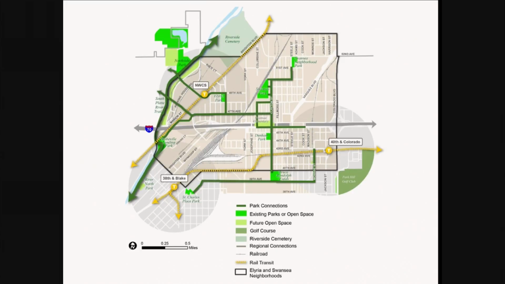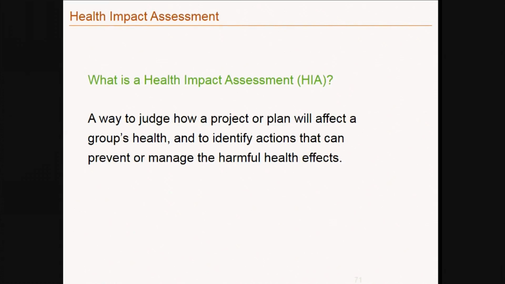Connecting our parks together and making sure our streets are green and accommodate cycling and walking so one can walk from one park to the next. Also, a lot of our plans include a health impact assessment. So I spoke briefly about health and sustainability. The Elyria-Swansea plan, Westwood plan, Globeville plan, the Decatur Federal Station Area plan all included a health impact assessment.